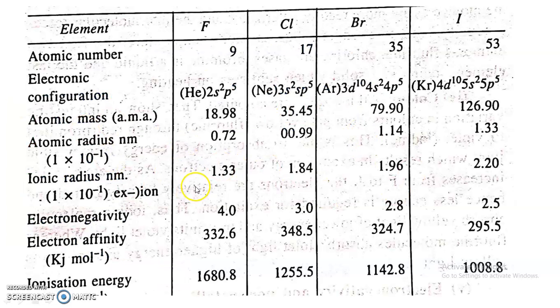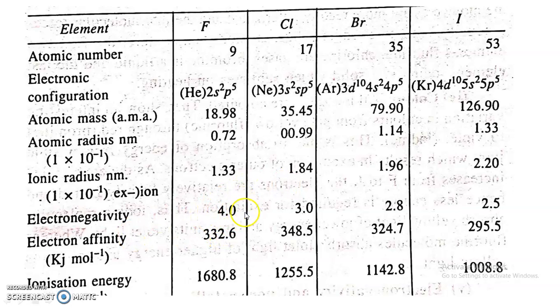And this is the table which supports the physical properties. These values support the trends in physical properties. Atomic number increases from fluorine to iodine. This is the electronic configuration. Atomic mass increases from fluorine to iodine. Atomic radius also increases from fluorine to iodine. Then ionic radius also increases from fluorine to iodine.